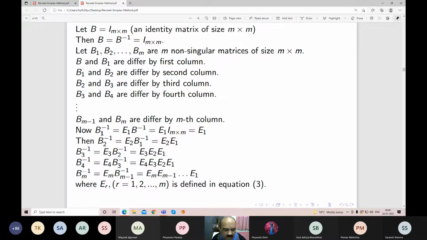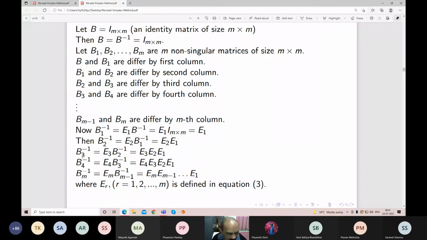See, earlier you have taken B1 inverse equal to E1 into B inverse. That is E1. B2 inverse equal to E2 into B1 inverse. But B1 inverse equal to E1. So our B2 inverse will be E2 into E1. Is it all right? You can write. So I am going to the next example. I will demonstrate there. So our B2 inverse equal to E2 into E1.